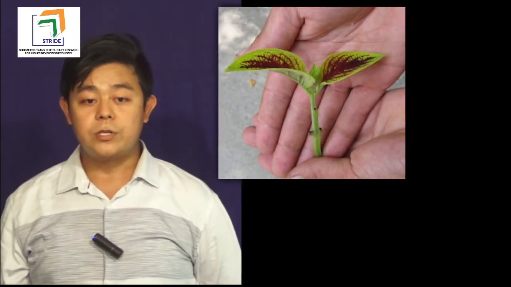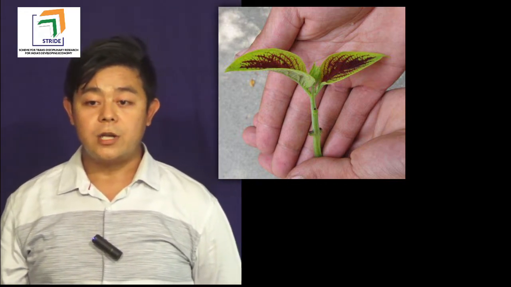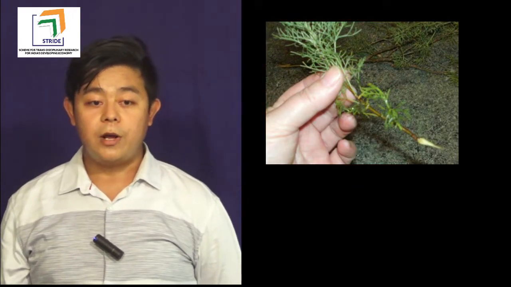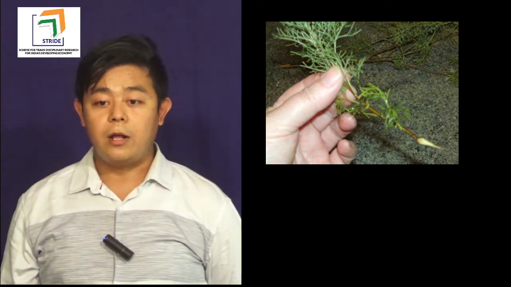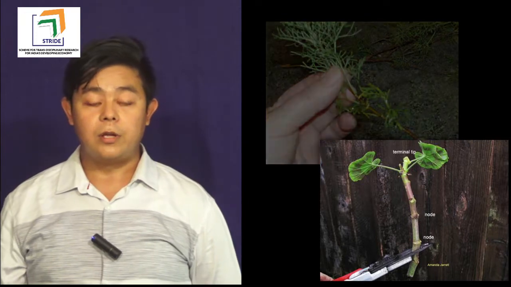B. Semi-hardwood cuttings. The portion of the stems which have passed the softwood stage but are not yet mature are referred to as semi-hardwood cuttings. Example: rose, mandevilla, geranium. C. Hardwood cuttings. Cuttings from mature and lignified stems of shrubs and trees are called hardwood cuttings. Example: kiwi fruit, grapes, bougainvillea.